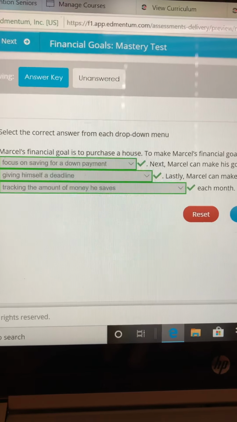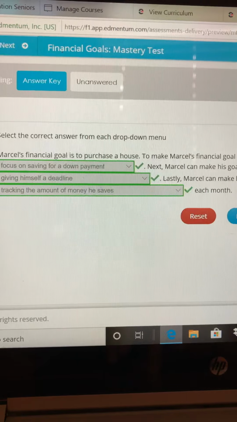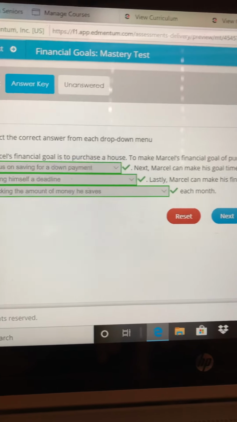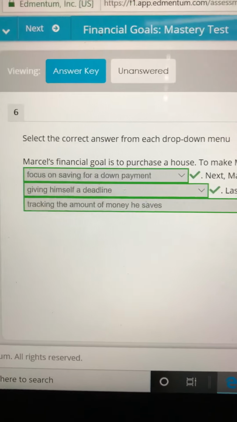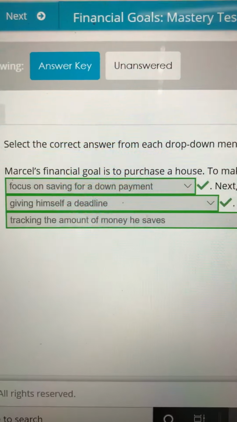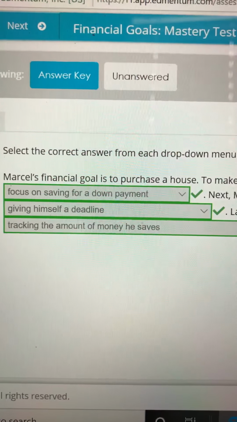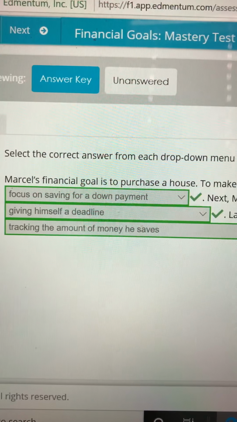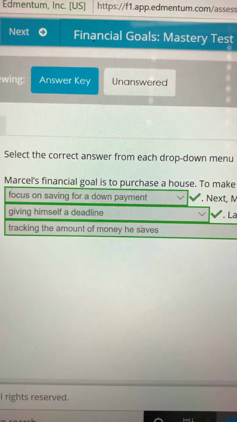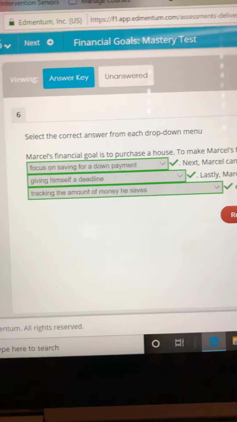Marcel's financial goal is to purchase a house. To make Marcel's financial goal of purchasing a house a specific goal, he can focus on saving for a down payment. Next, Marcel can make his goal timely by giving himself a deadline. Lastly, Marcel can make his financial goal measurable by tracking the amount of money he saves each month.